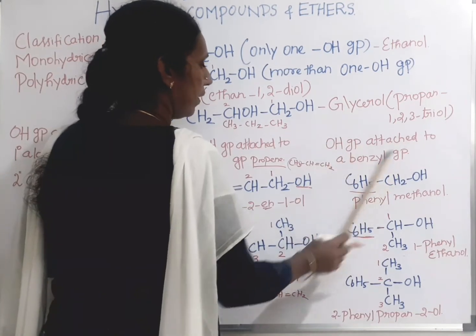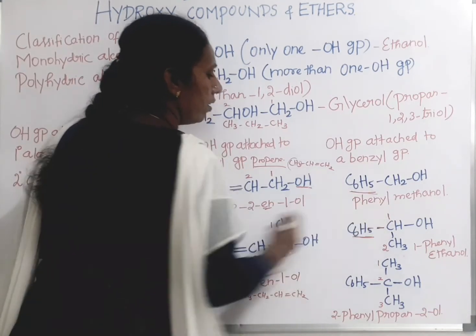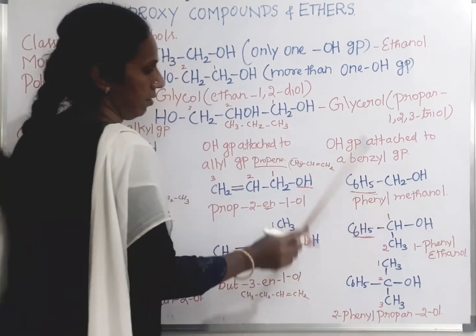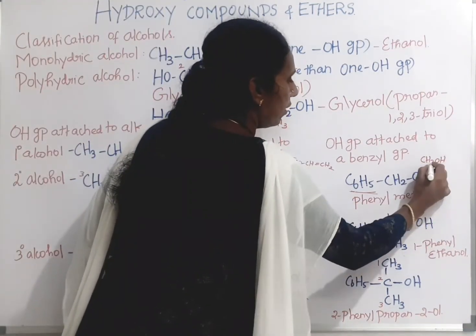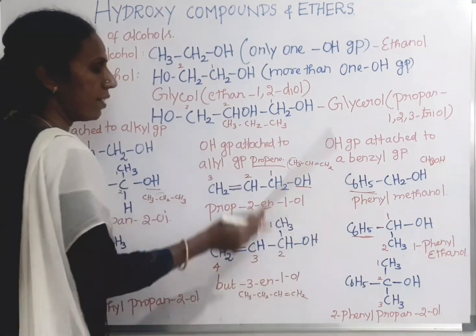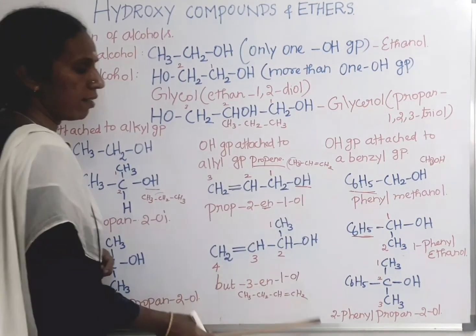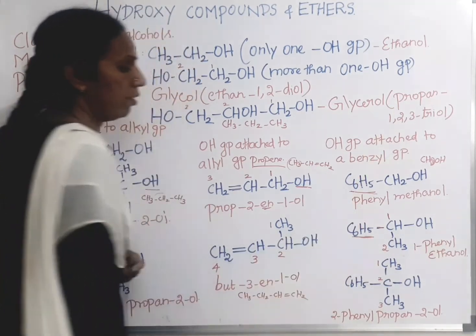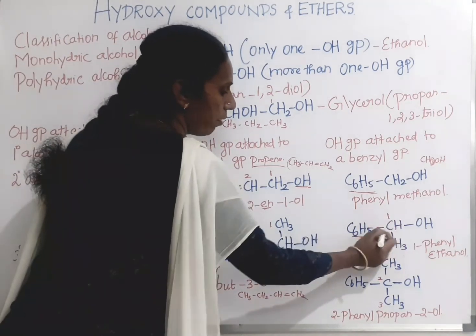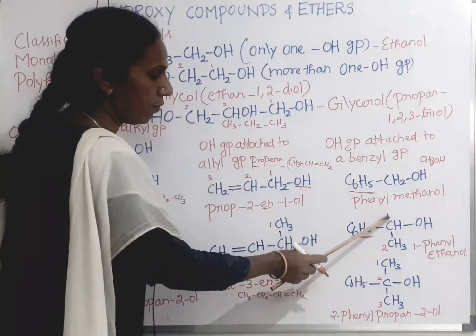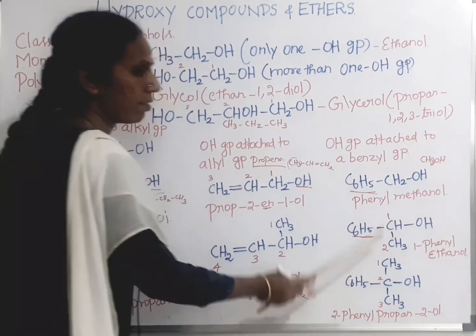And the next one, the OH group attached to a benzyl group. This is C6H5, that is phenylmethanol. The formula for methanol is CH3OH. Here a hydrogen is replaced by the phenyl group C6H5. So phenylmethanol is the first example. Let us see another example, 1-phenylethanol. The formula for ethanol is CH3CH2OH. The hydrogen in the CH2 is replaced by the phenyl group. This is the first carbon, this is the second carbon. So 1-phenylethanol is another example.